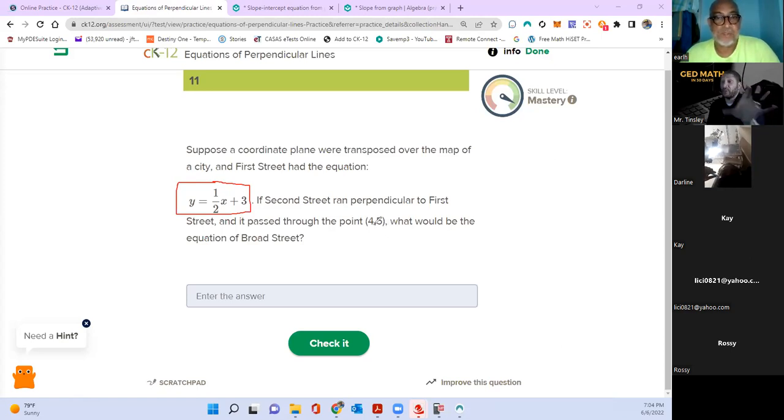From the equation we get points. 2 points or 1 point? 1 point. So these are the 2 givens. They give us a point. So this is our equation, and this is our point. Now, Darlene, what information can we get from the equation?